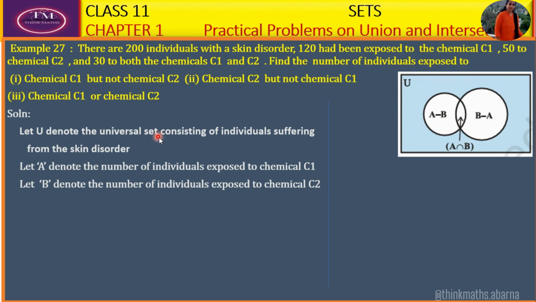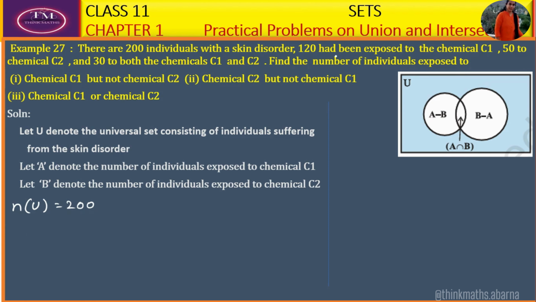So let U denote the universal set consisting of individuals suffering from the skin disorder. Now what is given? There are two chemicals, C1 and C2. So let us take the number of individuals exposed to chemical C1 as A and the number of individuals exposed to chemical C2 as B. Now what are the data given? They have taken the data of 200 individuals. So the number of individuals in the universal set is 200. Totally they have taken the survey of 200 individuals.